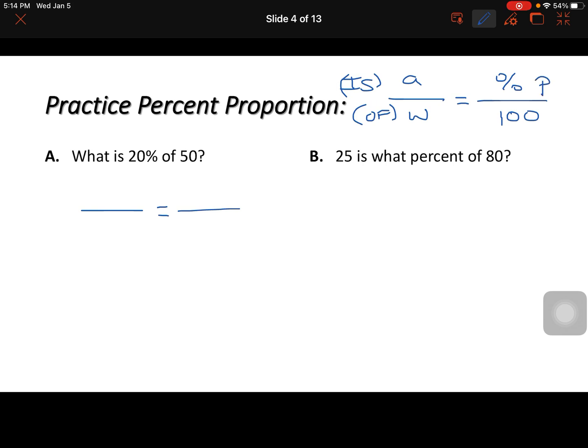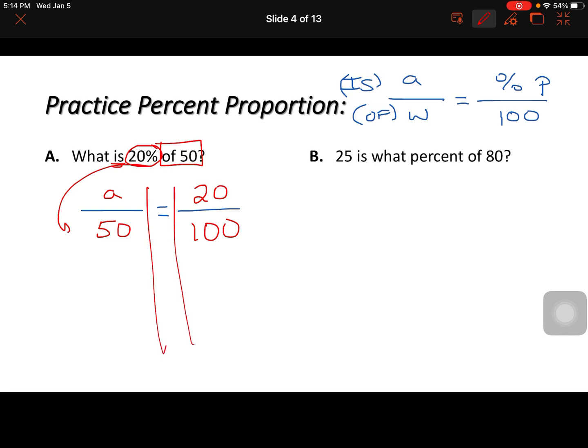Now, as I look at this one, 100 goes on the bottom. 20% is the easy thing to spot. It says, what is 20% of 50? So percent is easy to find. That's going to be over 100. Drop the percent symbol. The of is your 50, so of would go down here on the bottom. And we're missing the is this time, which is our A.